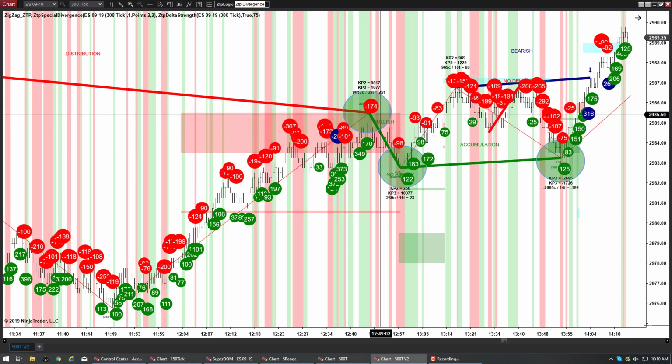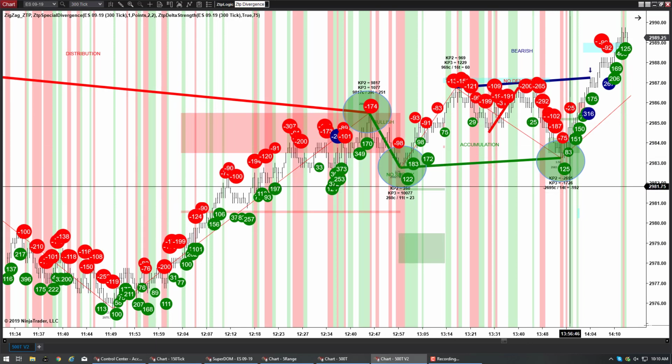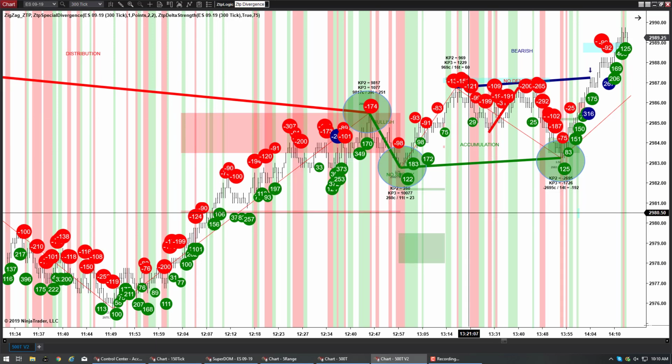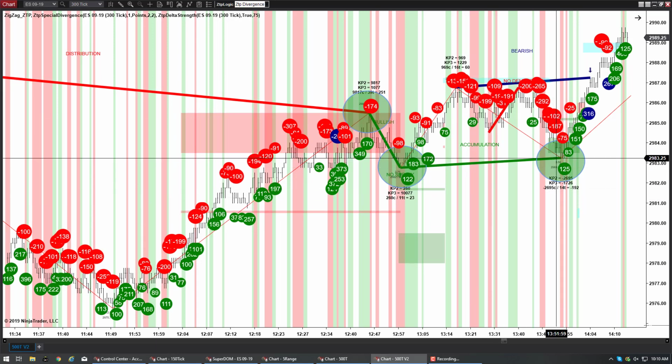What we like to see better is a short snapback move like we have right here, or a short snapback move like we have right here. Those trades seem to work a whole lot better, and when you're getting that, you're getting this move directly from one zone to another, and then you're receiving the signal.